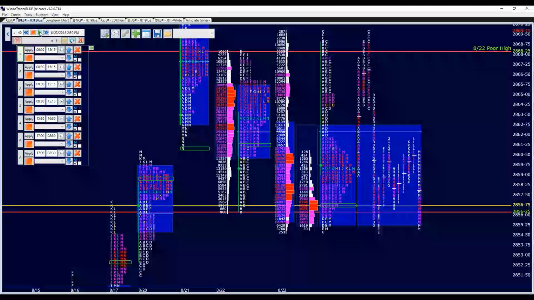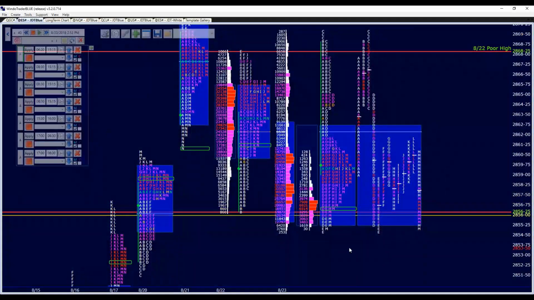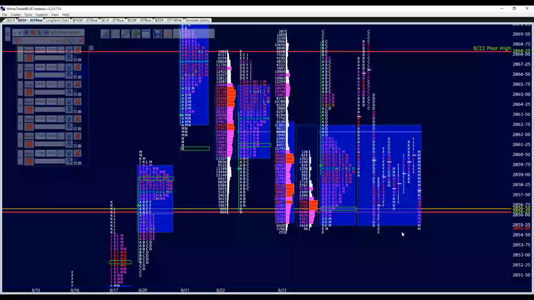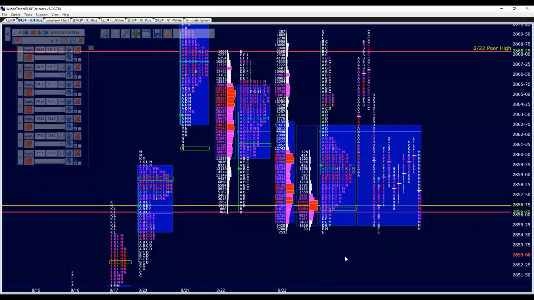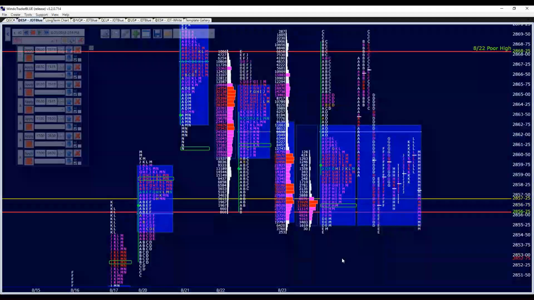We now have what kind of a low? We have a poor low. Why is it a poor low? Because there's no single prints. Now, a lot of them say, okay, well, that's pretty good odds that we'll come back down through that.